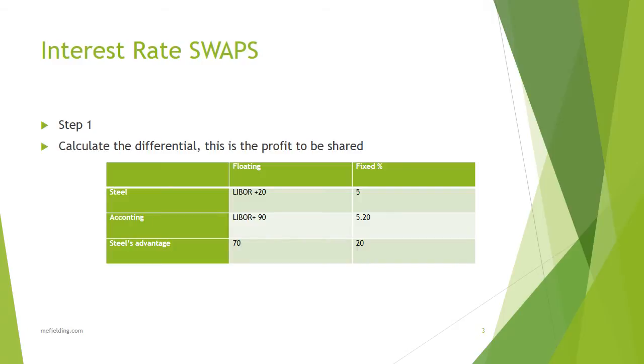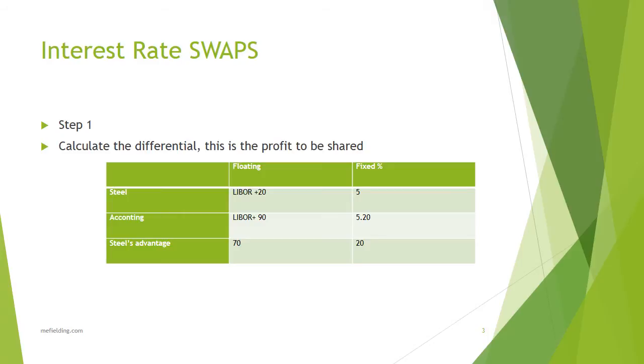Right, what we're doing in slide number 3 therefore is we're calculating what's called the differential. And the differential is the difference in advantage that steel has. Now what does that mean? Well, have a look at the table, and the table is just a collection of information that was given to you in slide 2. So it's just a collection of information which is straight from the question.